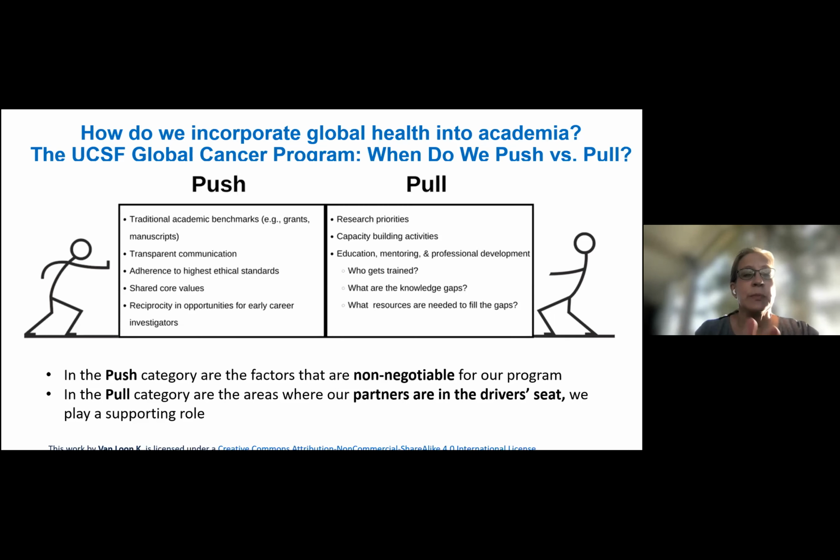And so in this push category are what we think of as non-negotiable from the global oncology program in the Cancer Center. In the pull category are the areas where our partners are in the driver's seat and we play a supporting role. Hopefully as we go through this, and at the end we can maybe discuss this, we can demonstrate how we've thought about this in terms of the work we're doing in Vietnam. Next slide.